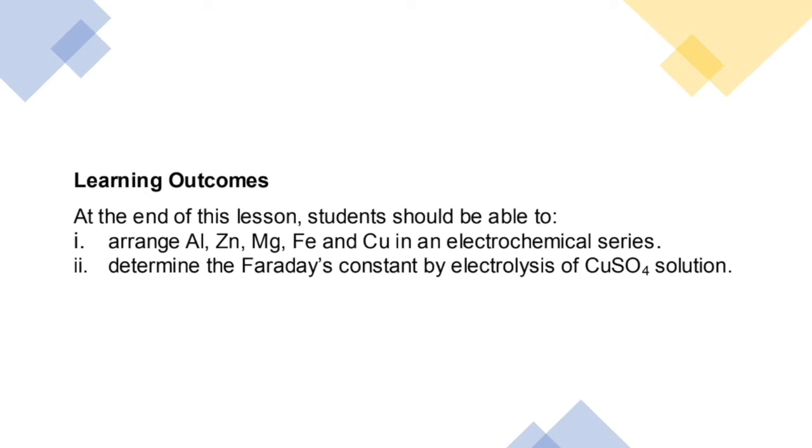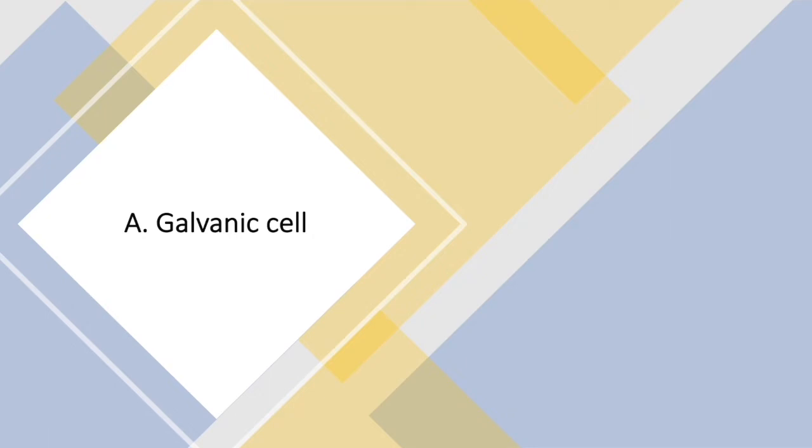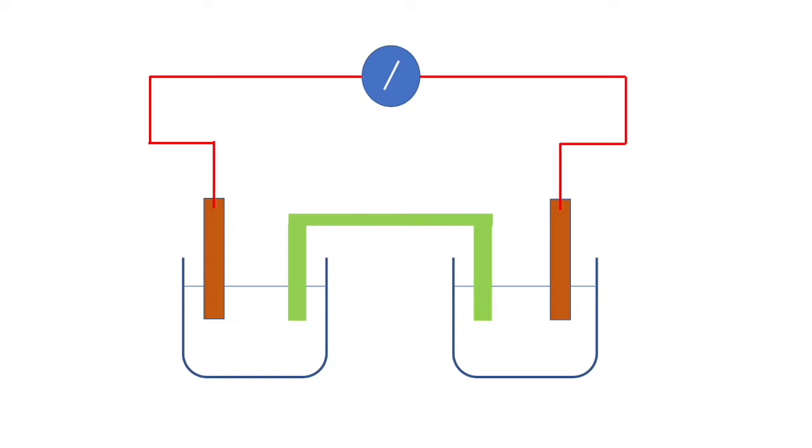The learning outcome for this experiment is to arrange aluminium, zinc, magnesium, ferrum and copper in an electrochemical series. The second one is to determine the Faraday's constant by electrolysis of copper sulfate solution. So let's begin with the first experiment, which is the galvanic cell. This is how you have to draw the cell.